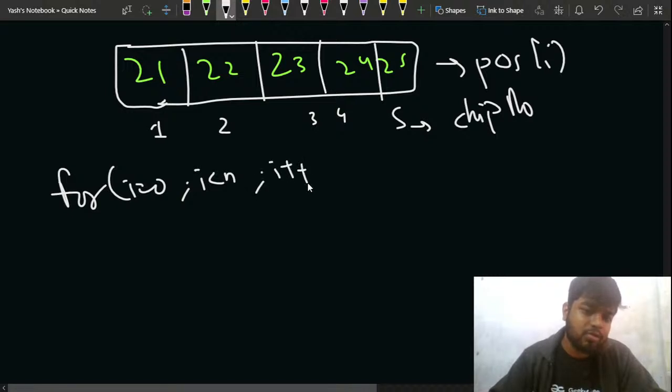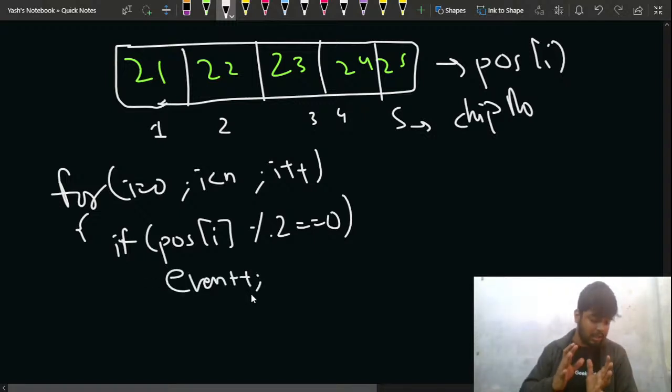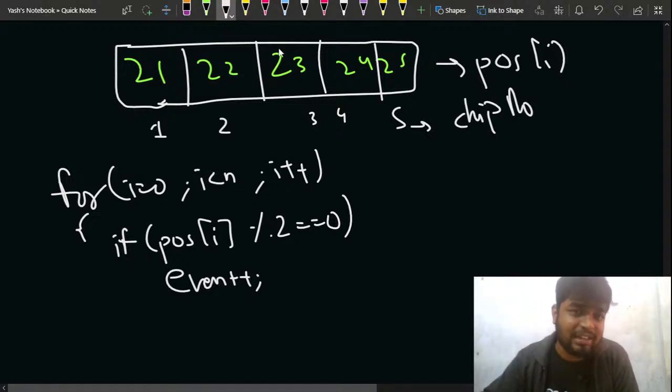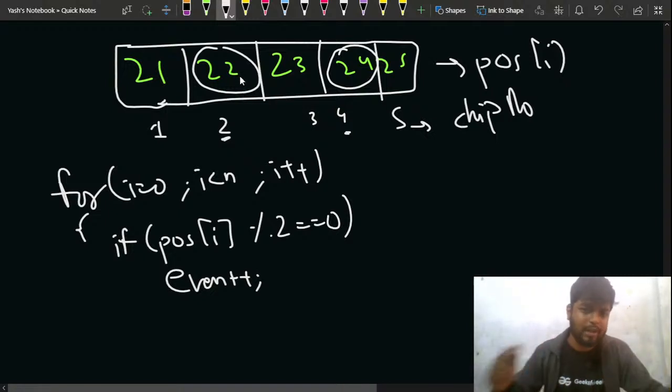That is, i is less than pos dot size and i plus plus, and if position of i mod 2 is equal to 0, then I can count even plus plus. That is, I'll club all the even ones, the chips with positions 22 and 24. Chip number 2 and chip number 4 will be at even positions, so I can make all of them at 22 or 24.